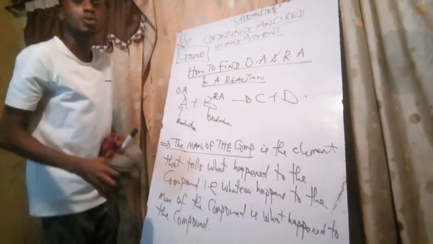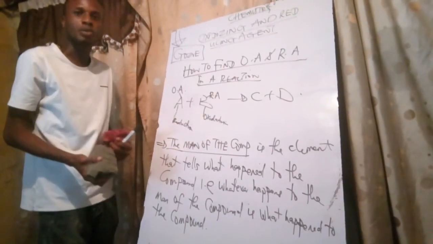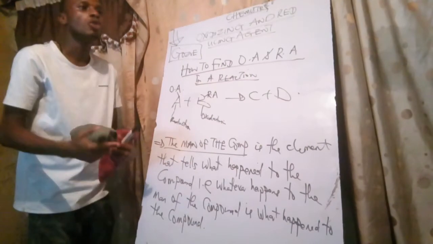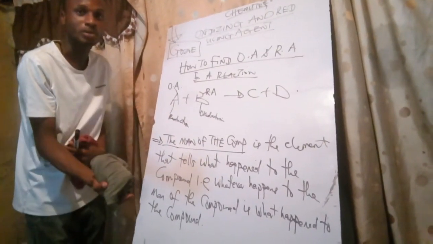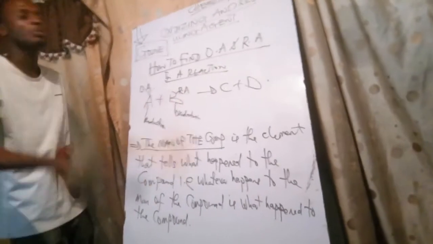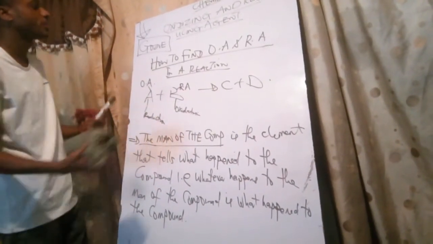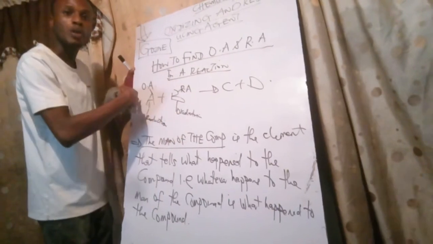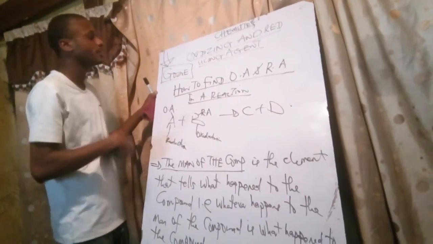Now let us go and find out how to know the man of the compound, because once we know the man of the compound, we will analyze it and see what happens to it. Whatever happens to the man of the compound happens to the entire compound. And once you get what happens to the compound, the other reactant is the agent.